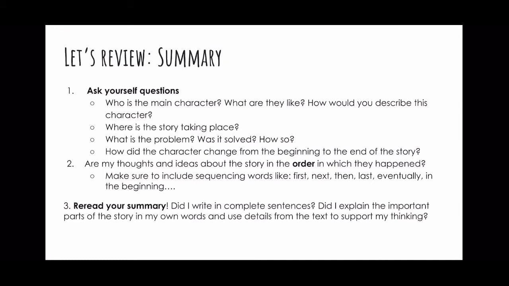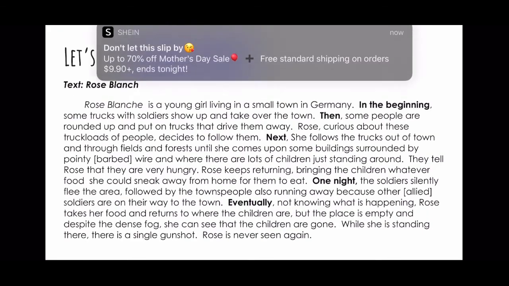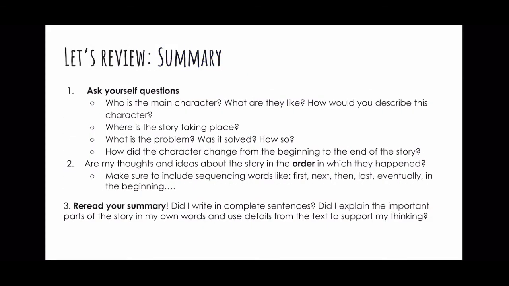So let's review what I did. After I reread Rose Blanche a few more times before I did my summary, I was able to ask myself some questions. Who was the main character? What were they like? And how would I describe them? And I did that right in the beginning. Where is the story taking place? I explained it was in Germany. I also explained how she was walking through the forest.